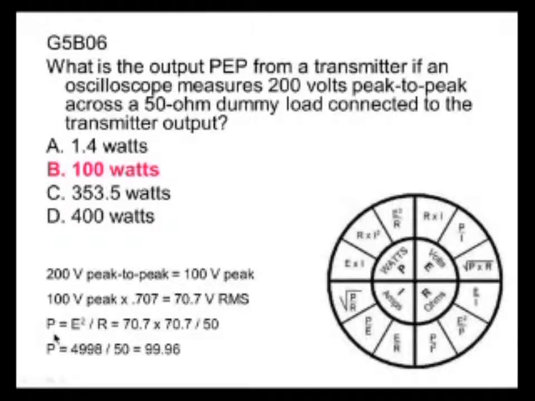Okay, we can get our power formula here. To do that, we can look over here and see power in watts is equal to the voltage squared divided by the resistance, because those are the values that we have here, the voltage and the resistance. So we square the voltage, 70.7 times 70.7. We divide that by the 50 ohms. That gives us 4998 divided by 50, which is 99.96, which is really close to 100 watts.